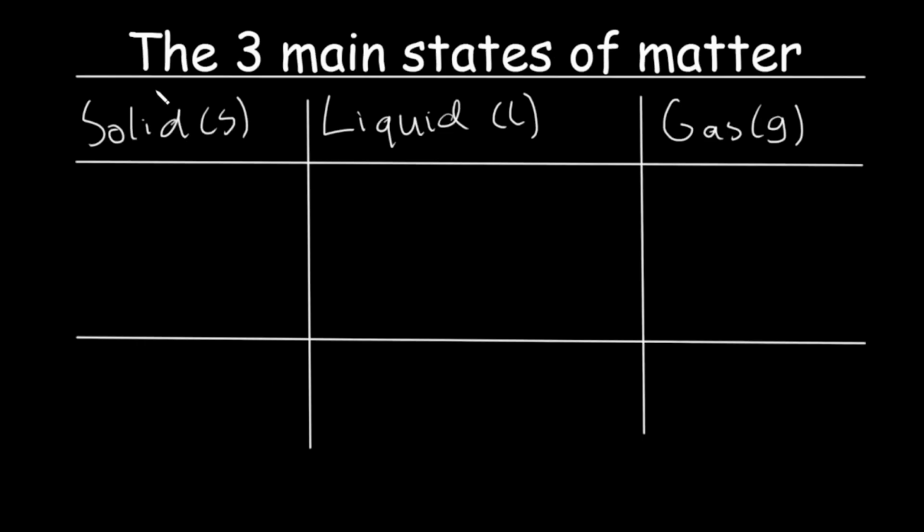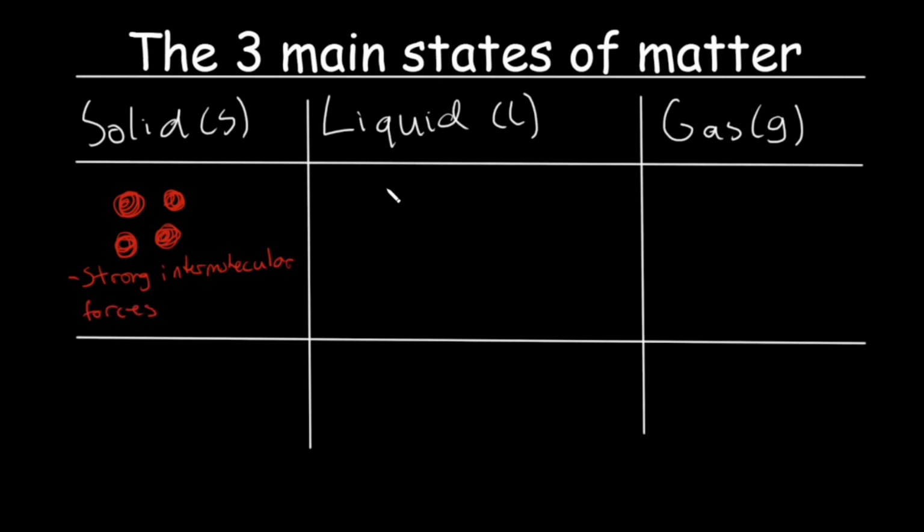So the three main states of matter are solid, which is denoted by an S in parentheses, liquid, which is denoted by an L in parentheses, and gas, which is denoted by a G in parentheses. So in a solid, the molecules are quite tightly packed, and the intermolecular forces are strong. So we write strong intermolecular forces.